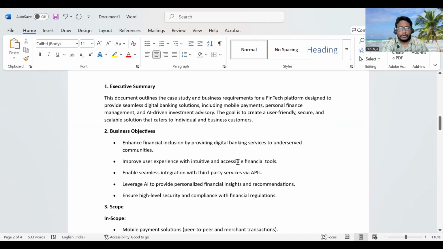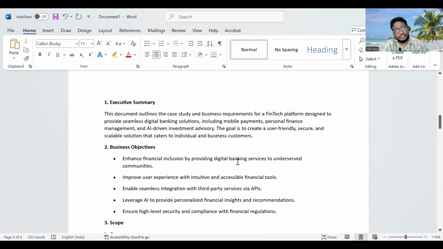Let's see what the sections are. First is the executive summary. Same as the previous BRD, you will be having the executive summary. The document outlines the case study and business requirements for a fintech platform designed to provide seamless digital banking solutions, including mobile payments, personal finance management, and AI-driven investment advisory. So this is the executive summary, an overall view of the software or app. The goal is to create a user-friendly, secure, and scalable solution that caters to individuals and business customers. So in the executive summary, we give the overview of the app or the project or product, right?